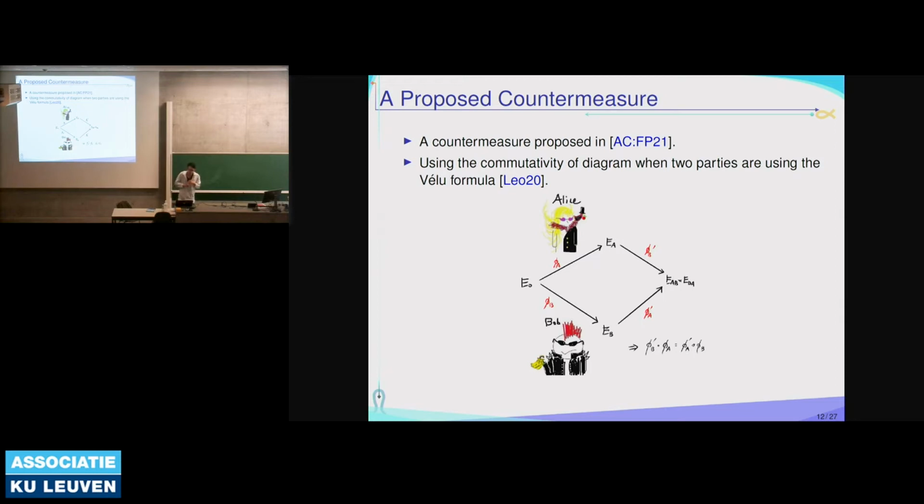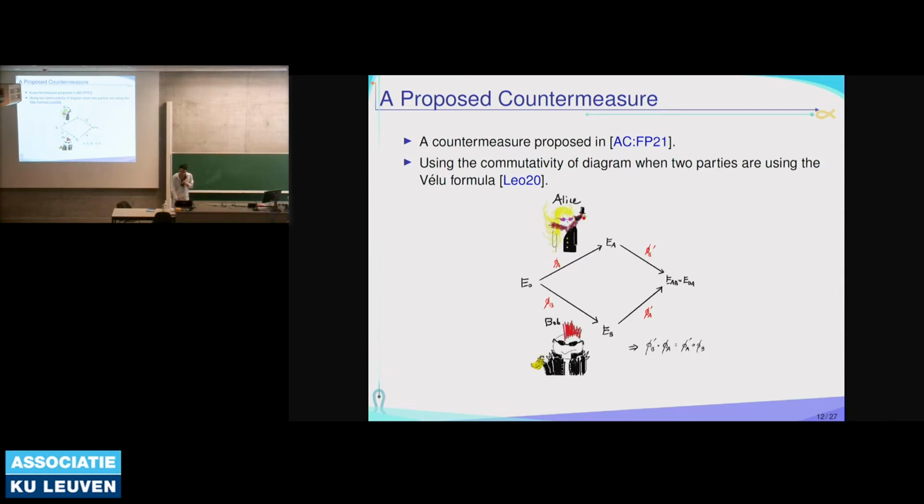A countermeasure proposed at Asiacrypt 2021 by Boris and Christophe uses the commutativity of the diagram of two parties if both parties are using the same formula. We know these two diagrams will lead to isomorphic curves, but moreover in this paper they show that the curves are identical, and also the evaluation is commutative, which means that if you compute phi B' and phi A, the result will be the same as phi A' composed with phi B.